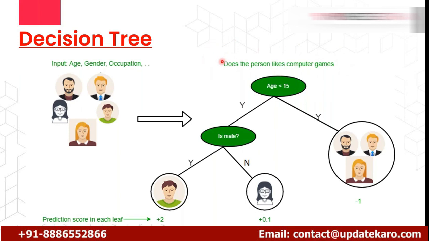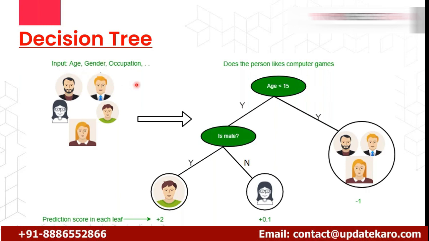Okay, let's say we have one problem: does the person like computer games or not? Here you will find that you have the data of other members you took the data from. You check with multiple persons, so you have each person's data, like their age, their gender, their occupation, right?